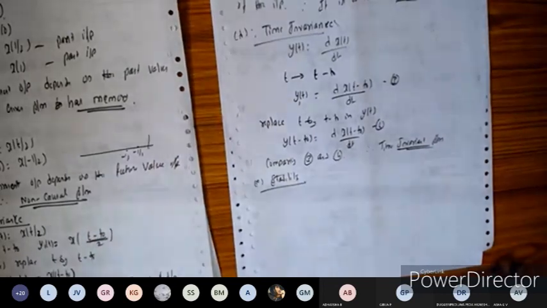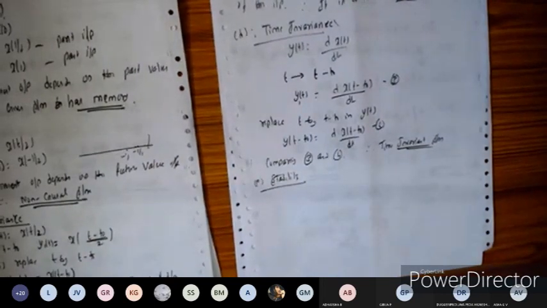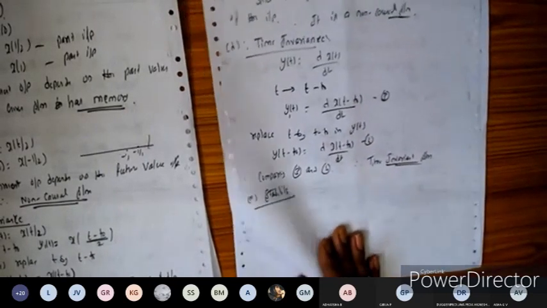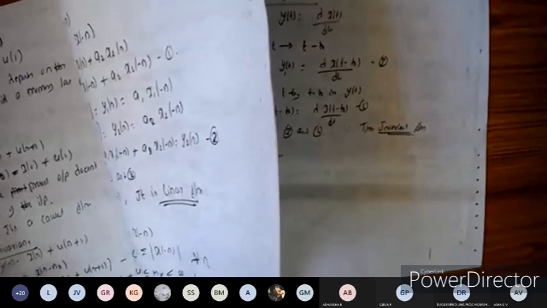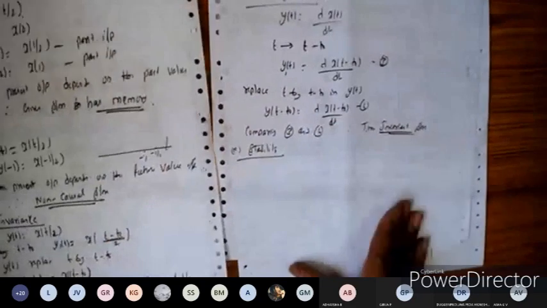Right. So for stability, let us leave some space here. I'll do stability in the next class. So done. We'll go for the next problem. So far many problems are done. Let us go for the next problem here.